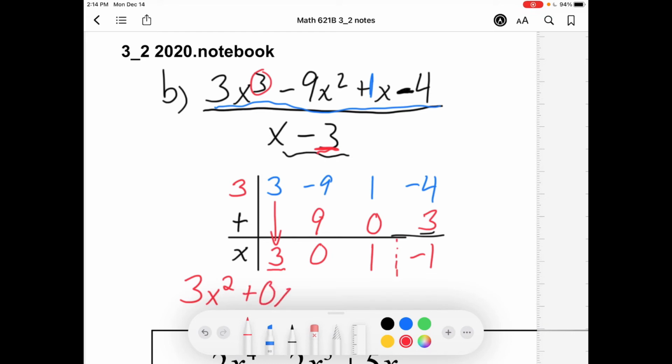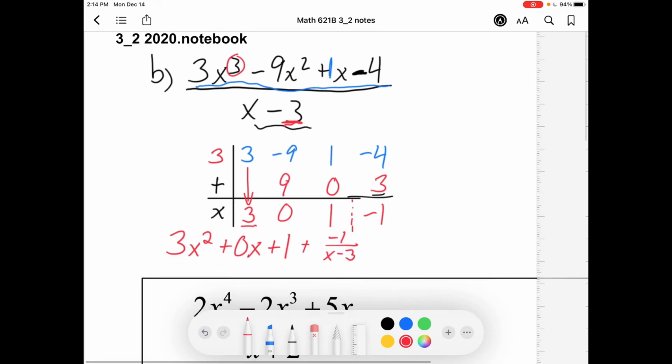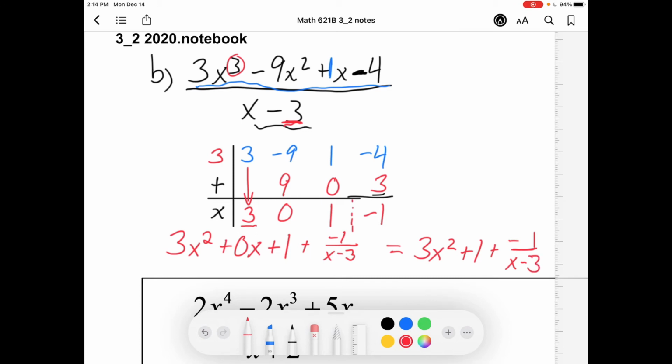We have 0x. We have 1 as just a constant, and we have -1 as a remainder. Now that looks a little bit weird to have the plus 0x, so we could also just put it like this: 3x squared plus 1 plus -1 over x minus 3. Oop, little ruler issue here.